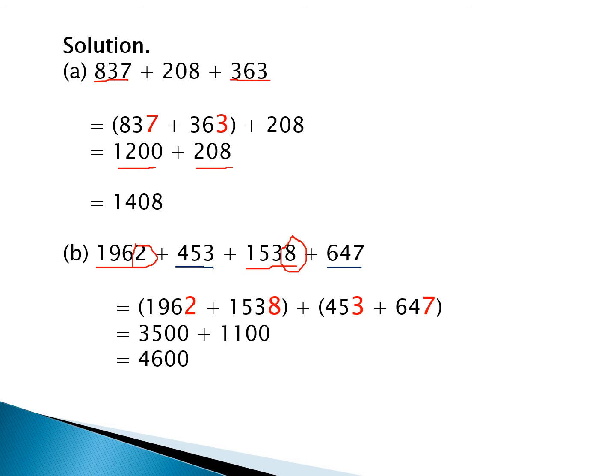So we will write in this way: in the first bracket, we will write 1962 and 1538. And in the second bracket, we will write 453 and 647, because in the first bracket 2 and 8 will give us 0 at ones place, and in the second bracket 3 and 7 will give us 0 at its ones place. So after adding, we will get 3500 plus 1100. After adding these two terms, we will get 4600, which is our final answer. I hope these two questions are clear.